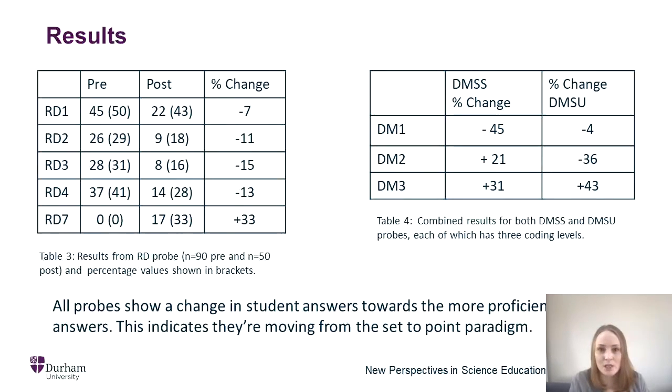Table 4 shows the data for our 2 numerical values, so our DMSS and our DMSU. The good news here is that our basic level, our DM1, our lowest level of comprehension, goes down by a whopping 45% in the DMSS, and our 2 higher levels go up. So our DM3s are increasing, which is great.